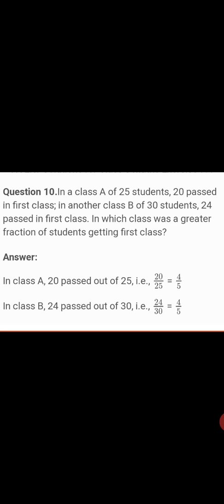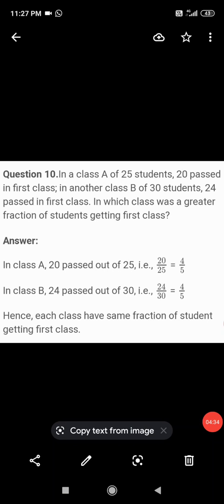Here, the numerator and denominator come in the table of 6. So, divide 24 and 30 by 6. Therefore, we get 4 by 5. Here, the fractions of both these classes are equal. Hence, each class has the same fraction of students getting first class.